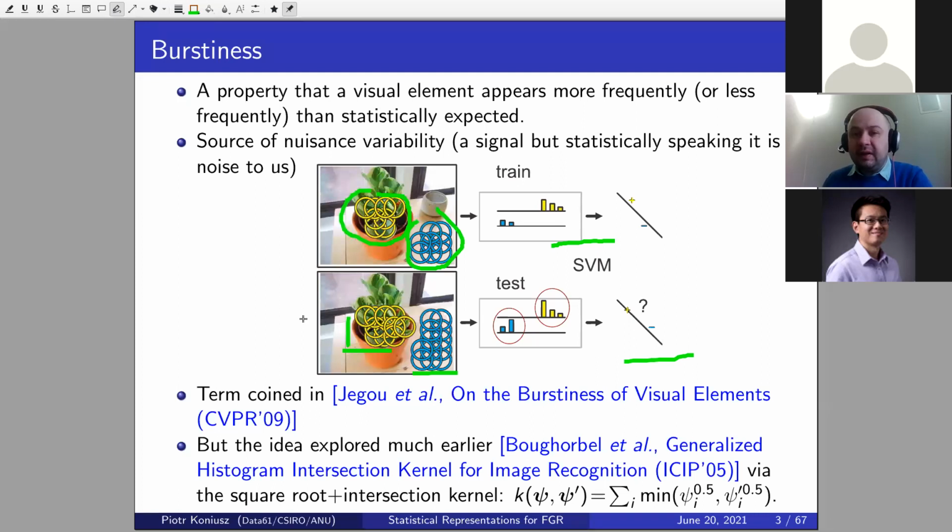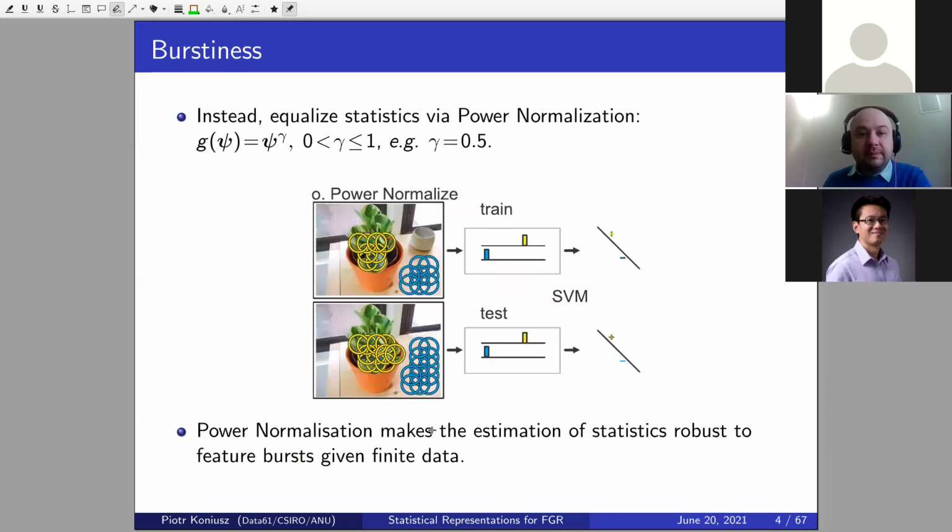To deal with that, we typically use so-called power normalization, which I'll explain in a moment. But the notion of feature burstiness was coined by Jegou in 2009. An idea actually predates to, I think, 2005 or maybe even earlier. So the key idea is to apply power normalization, that is, square root normalization on features. And over here, they fed it into the intersection kernel, and they obtained very good results.